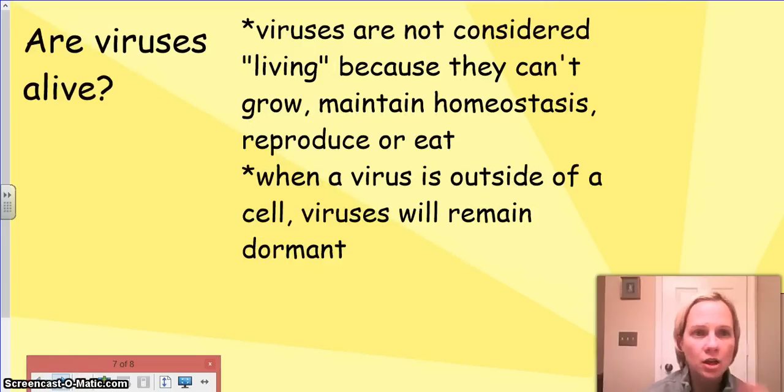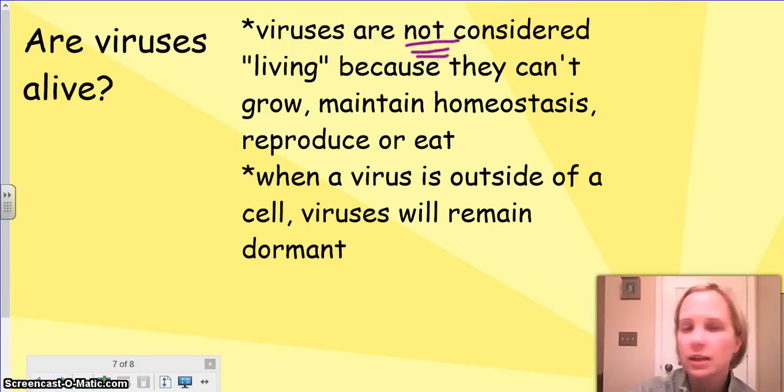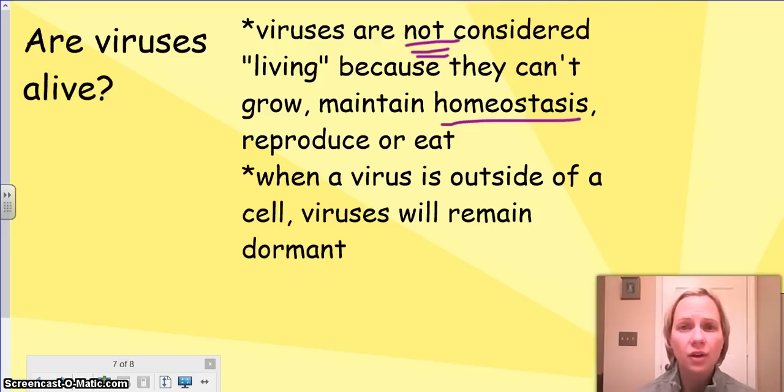Now we want to put terms to whether or not a virus is alive. It acts very much like a living organism, but you need to understand that viruses are not living. They have to have something else help them reproduce and maintain homeostasis. Homeostasis just means balance. They can't do anything for themselves. A virus just hangs out, and then it has to use your cells to do anything.